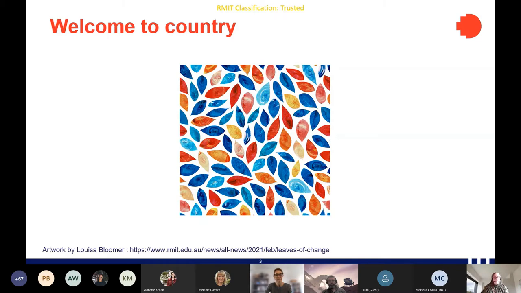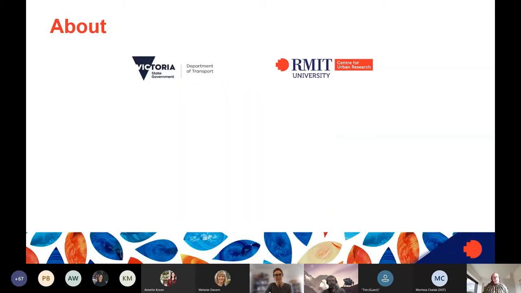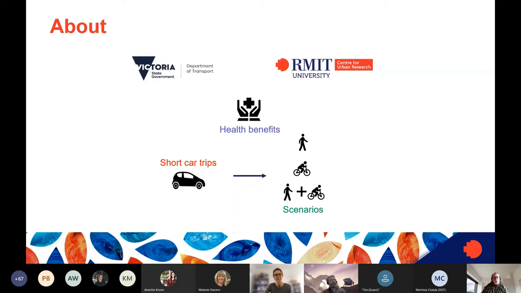Now, before we begin, I'd like to talk a little bit about the project in a broad sense. This is a partnership project that sits between the Victorian Department of Transport and also RMIT University, and in particular, the Centre for Urban Research. This project has been looking at health benefits and in particular, health benefits that come from transportation. This component of the project has been looking at replacing short car trips, and this is what's in our tool. And we replace those with either walking, cycling, or a combination of both. And we do that through a series of different scenarios, which are embedded within the tool itself.